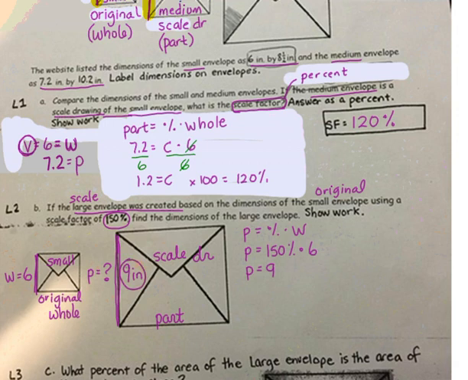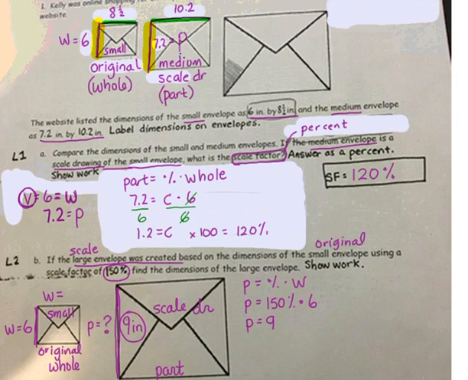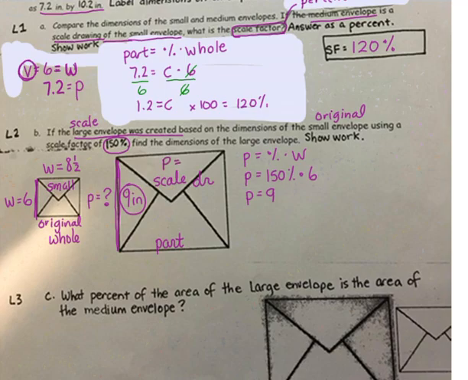Next, we need to figure out the horizontal. So the whole, looking at our original small envelope, was 8.5. So I'm going to go ahead and label that 8.5. And the part, which will be the horizontal measurement on our scale drawing, is unknown. So our second equation, part equals percent times whole. The part is what we're looking for. The percent is 150% times the whole, which is 8.5. That's the original length on the envelope.